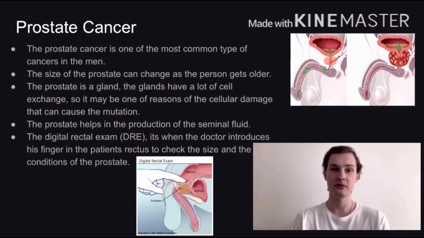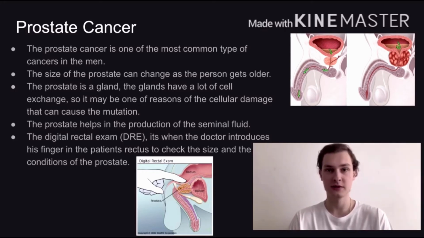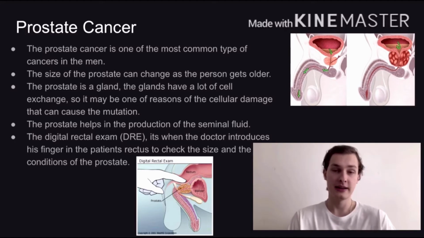Prostate cancer is one of the most common types of cancer in men. The prostate is the size of a nut and may grow as the person grows older. The prostate is a gland, and glands have a lot of cellular exchange, so this may cause mutation and damage in the future. Also, the prostate helps to produce the seminal fluid, and the exam to check the prostate is called the digital rectal exam, also known as DRE. It consists of the doctor introducing a finger into the rectum to check the size of the prostate and other conditions.